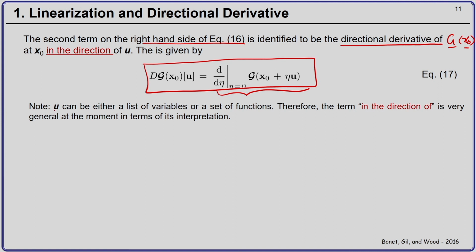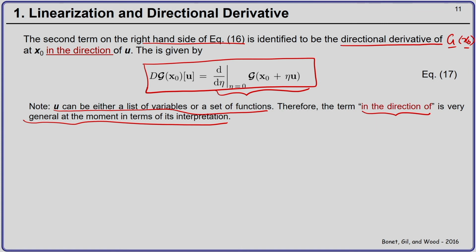So, you have to note that u can be either a list of variables or a set of functions. Therefore, when we are using this term "in the direction of", right now it is a very general term at the moment in terms of its interpretation. If you ask what is direction in the direction of a function, it does not actually mean anything. That is why, when we say "in the direction of", its meaning is very general at the moment.